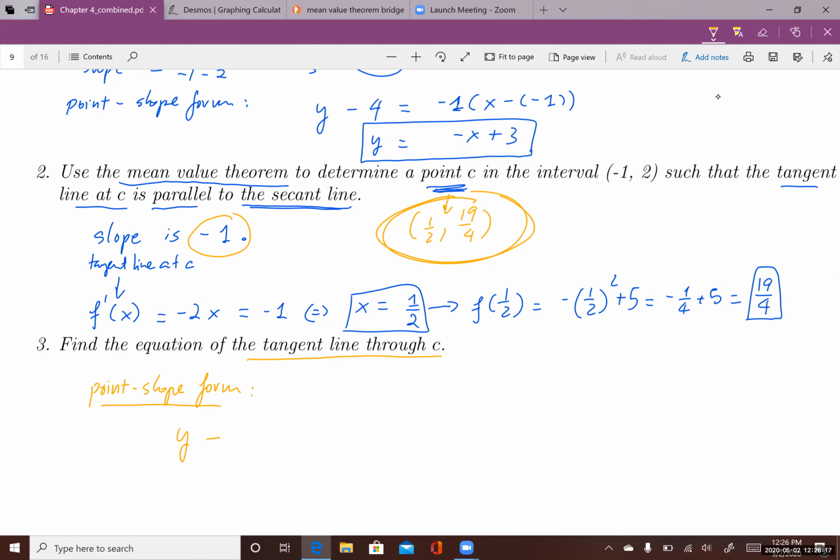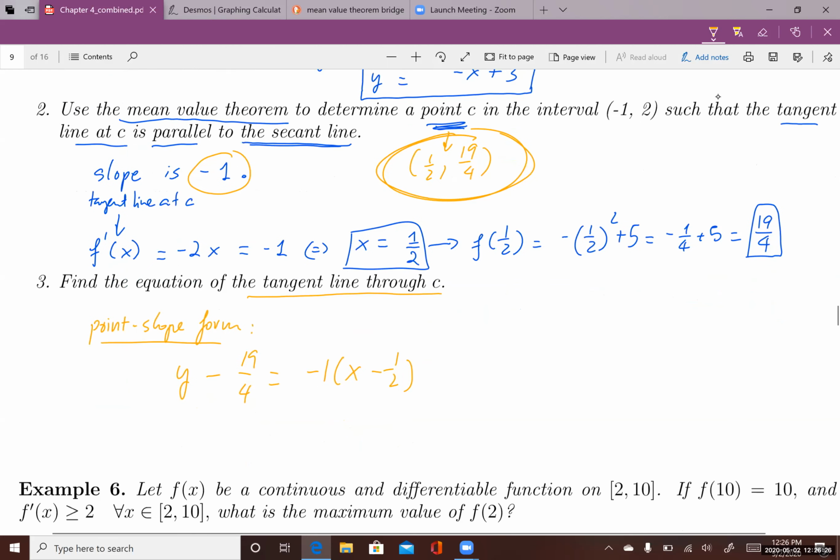y minus the y value equals the slope times x minus the x value. Okay. And if you want to simplify it, you can actually simplify it. So it's going to be 1/2 plus 19/4. So then y will be equal to negative 1/2 plus 2, 4, 4, 2 plus 19 should be 21/4.